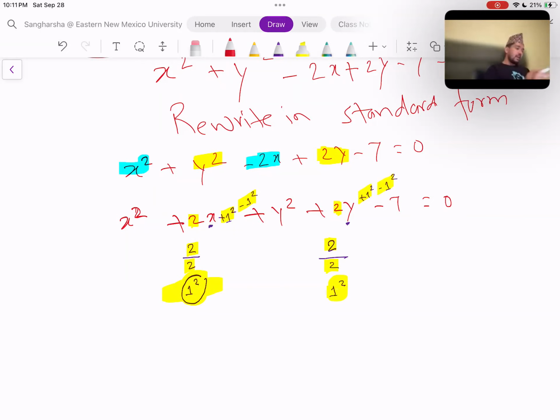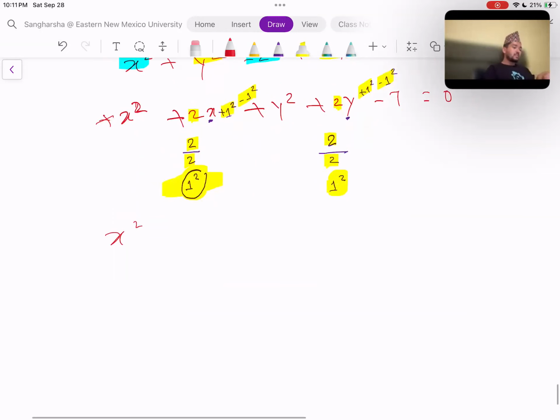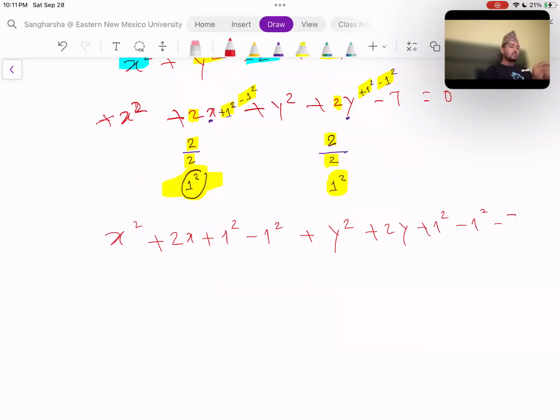Now let me rewrite this equation one more time. So we have x squared plus 2x plus 1 square minus 1 square, plus y squared plus 2y plus 1 square minus 1 square minus 7 equals to 0. Now, does anyone have a question here in this step?